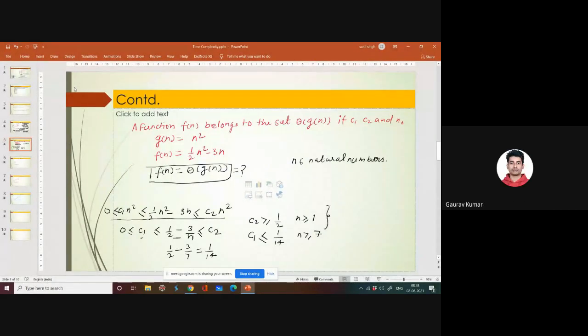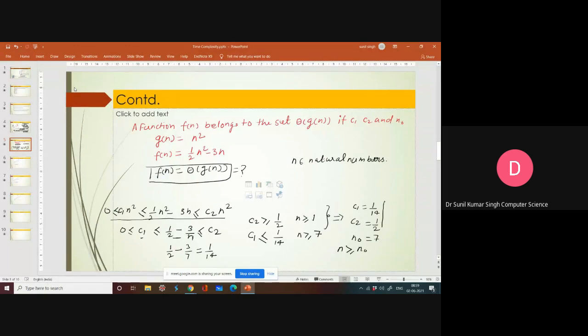So in a general way, if we choose the values of C1, C2, and n naught for writing Fn equal to theta of Gn, then what will it be? Let C1 be equal to 1 by 14, C2 equal to 1 by 2, and n naught is 7, where n is greater than or equal to n naught.